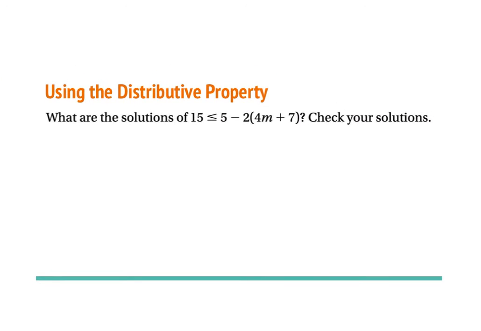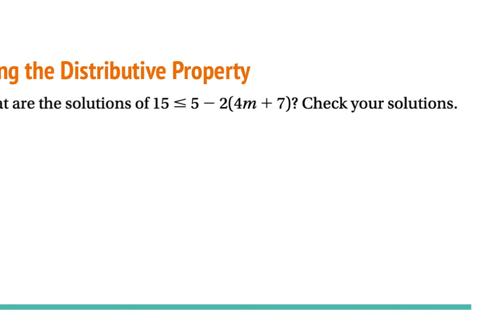Okay, what are the solutions of 15 is less than or equal to 5 minus 2 times 4m plus 7? And we got to check our solutions. Okay, let's go ahead and do this one. So I see that I need to distribute. So this negative 2 is going to get distributed to both terms. So we're going to get 15 is less than or equal to 5 minus 2 times 4m minus 2 times 7. Notice how I distributed the negative as well, okay? I didn't just leave it. I distributed that as well.